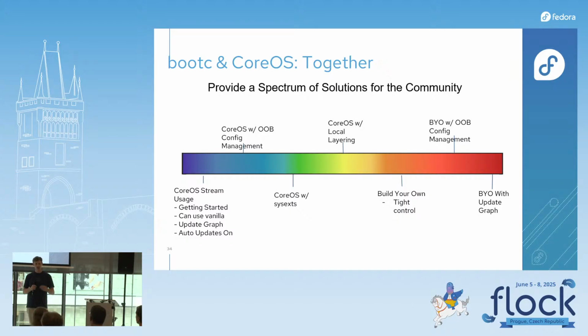You step over to using bootc-based images directly. And then maybe you're distributing that image to a bunch of people or a bunch of different systems, and you want to tweak each one of them independently. So build your own with out-of-band config management, right? So there's a whole spectrum here, Goldilocks, right? So you can find too hot, too cold, exactly what you need with CoreOS and bootc together.